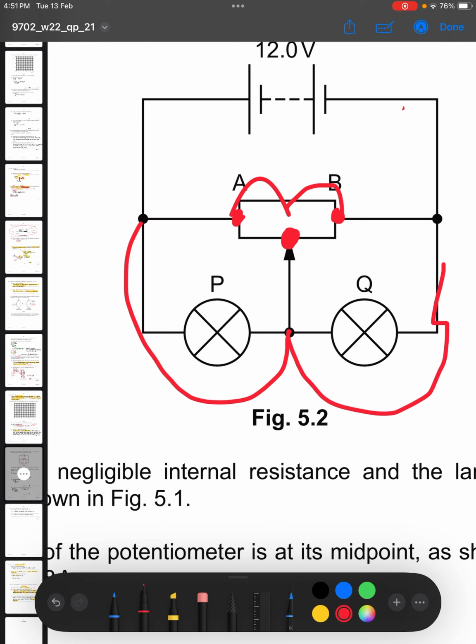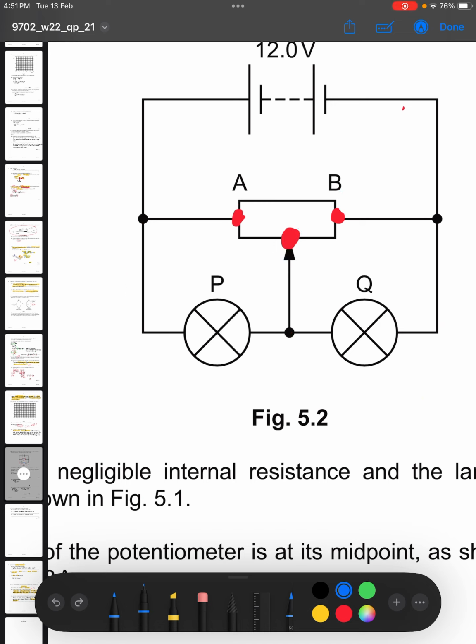So if that is the case, then the potential difference from this point to this point is 0. Why is it 0? Because the potential at this point is equal to the potential of this point. So current will not flow in this pathway. Had this been connected somewhere here, current would flow. Had this been connected somewhere here, current would flow.